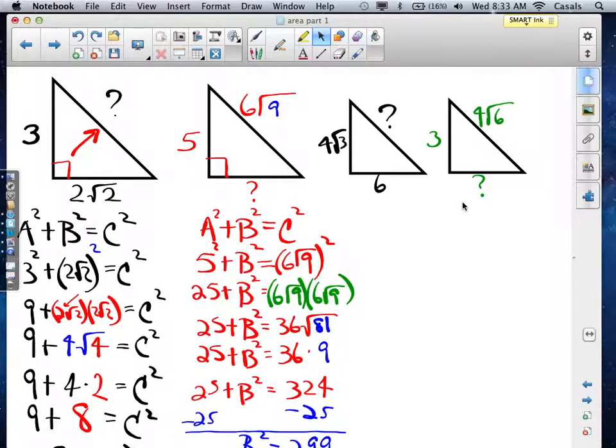So now we have a little bit better understanding of how to do the Pythagorean theorem. Now why is this important? Well, because there are going to be higher order questions that we're going to have to incorporate the Pythagorean theorem into. Let me show you what I mean by that.